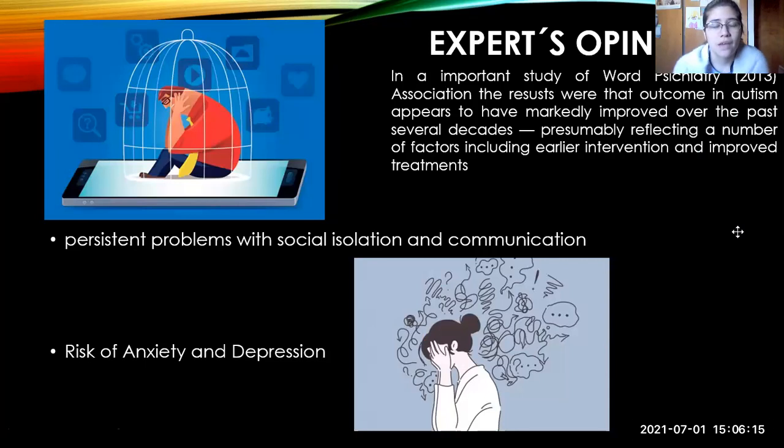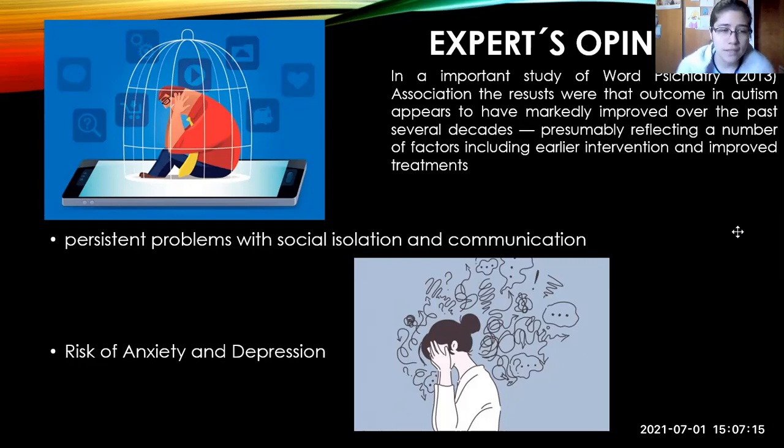Then we have the expert's opinion. In an important study of the World Psychiatric Association in 2013, the results were that outcome in autism appears to have markedly improved over the past several decades, presumably reflecting a number of factors including early interventions and improved treatments. What does this mean? That they can improve their skills by following a treatment, which also means that if no one pays attention to the struggle they feel with this condition, they might have persistent problems with social isolation and communication, which really affects their emotions and the way they deal with their own problems.